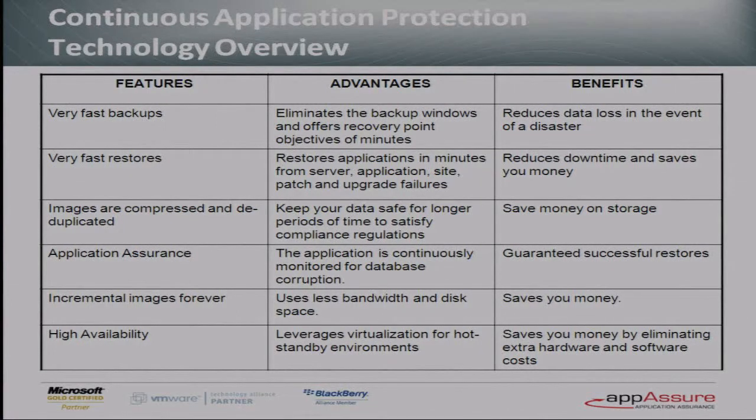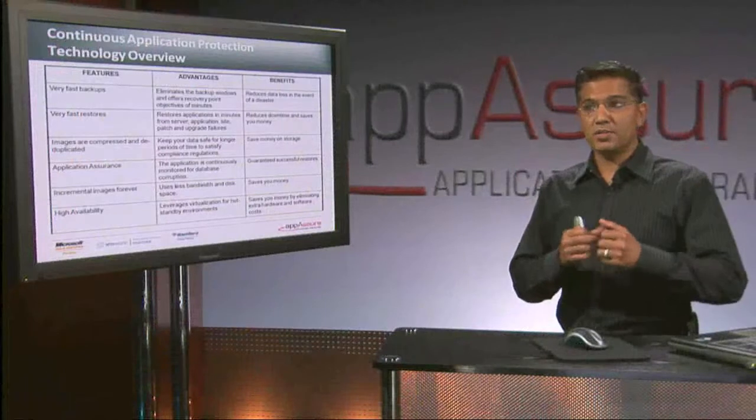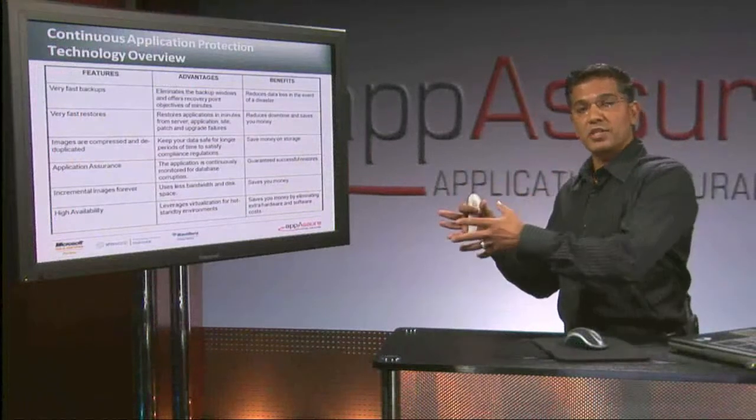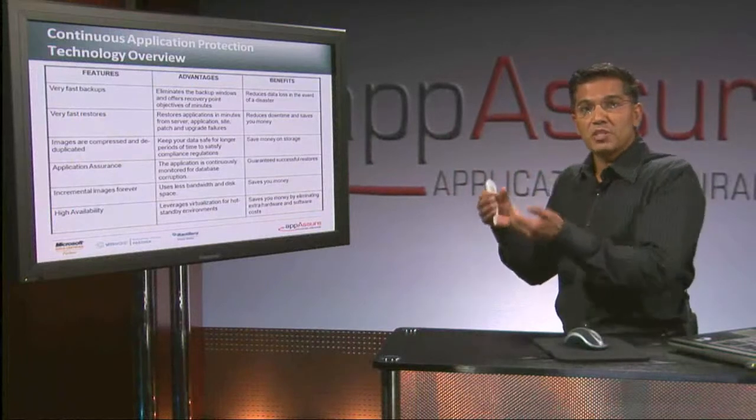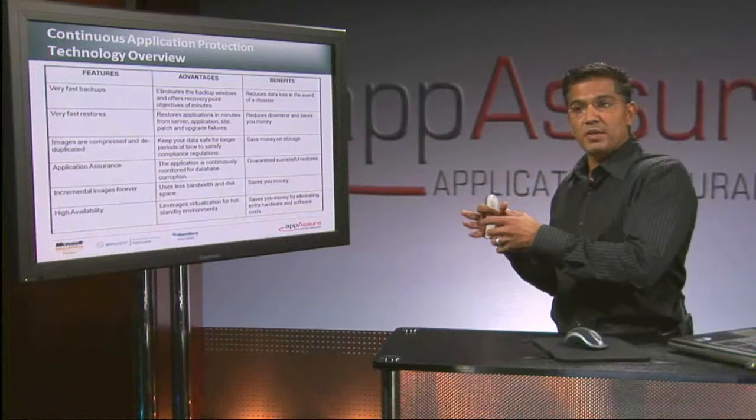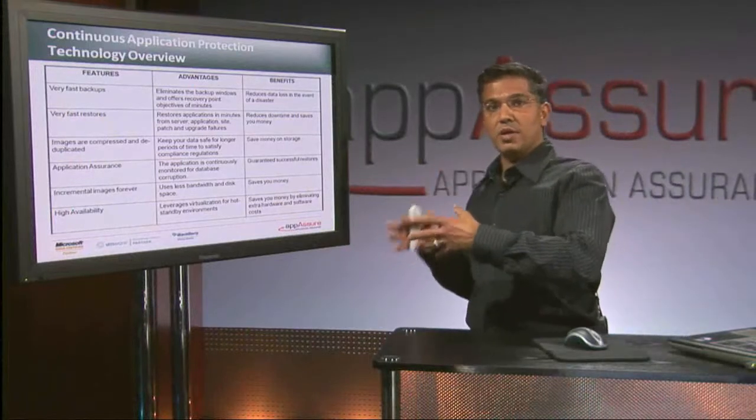And then high availability. Again, back to the image. Because I have this block level image, I can actually create virtual standbys now of my production environments. So the image can be continuously updated into a virtual environment. So if I do have a failure of my primary workload, I can actually boot up the standby.